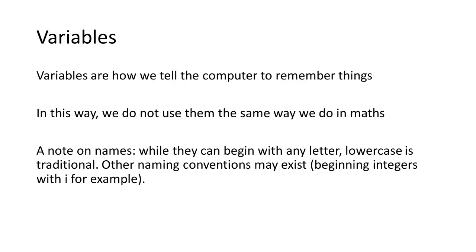Variables are how we tell the computer to remember things. Whenever we have a piece of data that we want to keep track of and use later on in the program, we can create a variable to store it and then reference that variable later to make sure that that piece of data stays available to us.